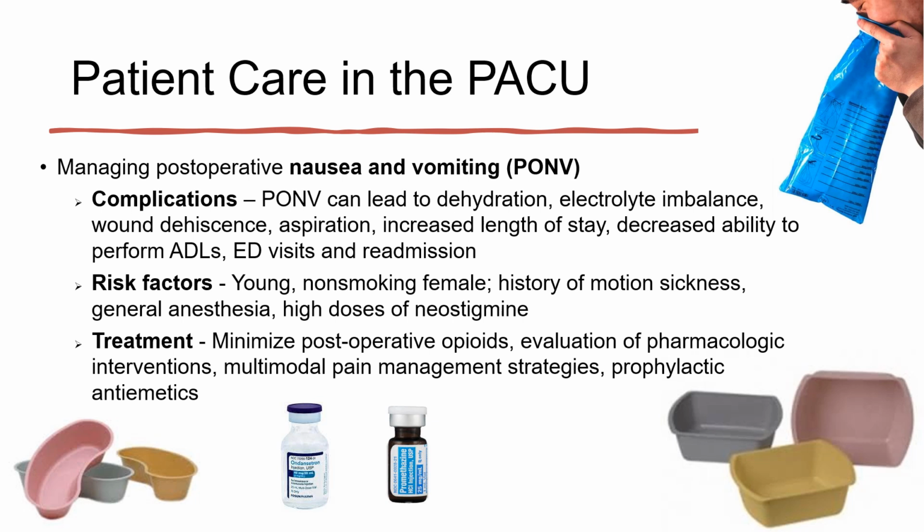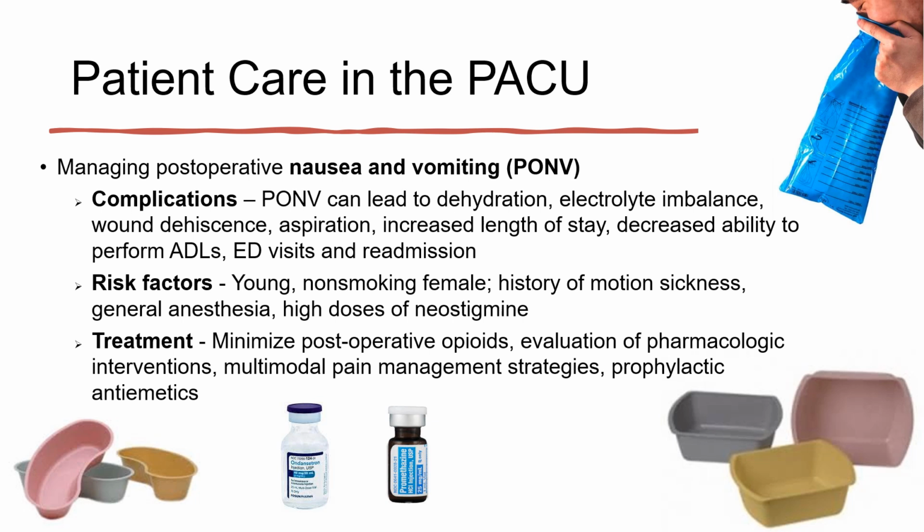So risk factors, these are evidence-based risk factors. If you're young, you don't smoke, you're female, you have a history of motion sickness, just getting general anesthesia and high doses of neostigmine, which is a medication often used in the OR, you could potentially have this adverse nausea and vomiting that just won't stop. So treatment. We want to minimize post-op opioids because opioids can lead to nausea and vomiting. We want to make sure the medications we're giving are appropriate and effective. So if something isn't working for that patient, we want to quickly let the doctor know so that they can change it up. Multimodal pain management strategies. This means we're not just going to give morphine. There's other medications.